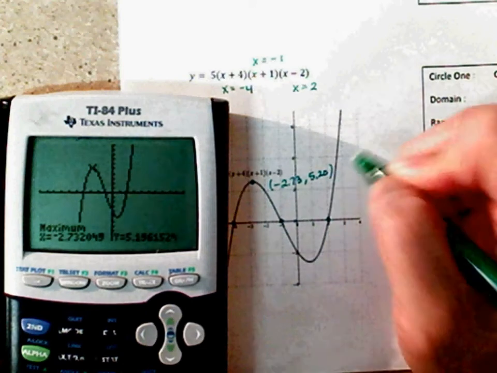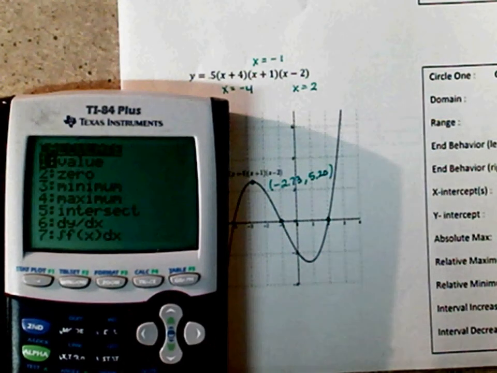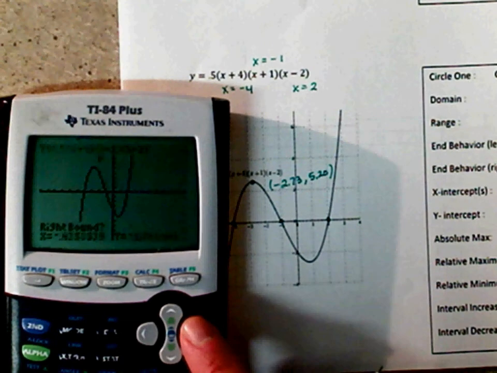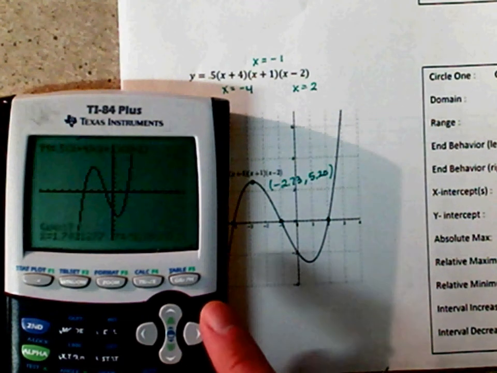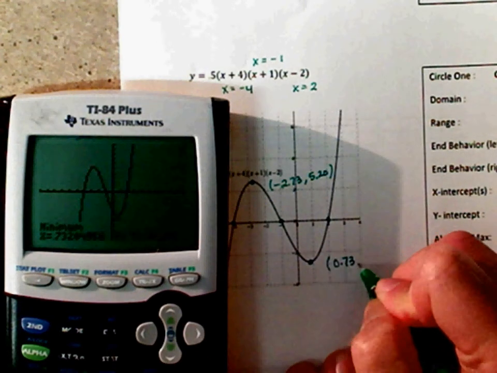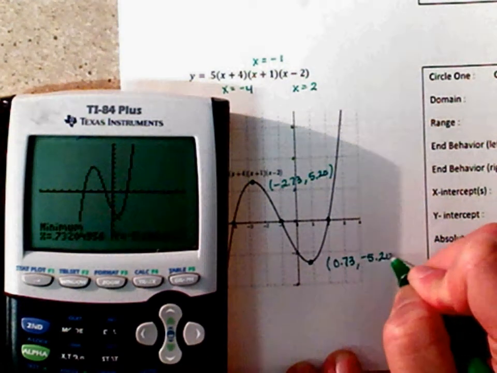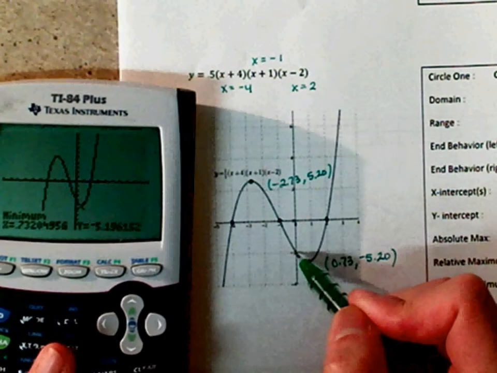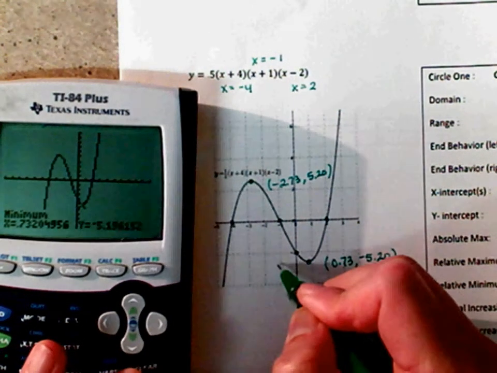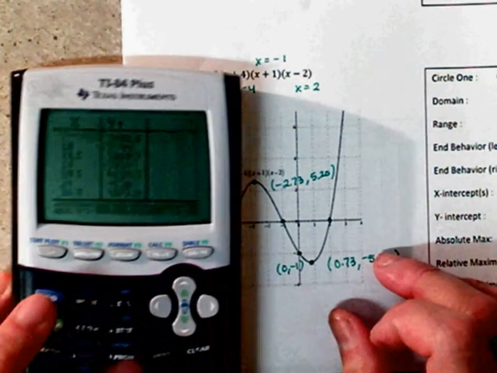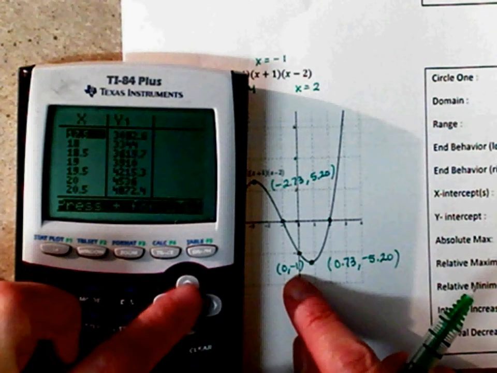Let's look at your minimum, which is number 3. Enter. Go to the right of that. Enter, and there you have 0.73, comma, negative 5.20. That's really all you need for this one, okay? And your y-intercept, as you can tell right there, is at 0, negative 1. And if you're unsure, you can go to table and go to where your x is 0. That's the way to do it.